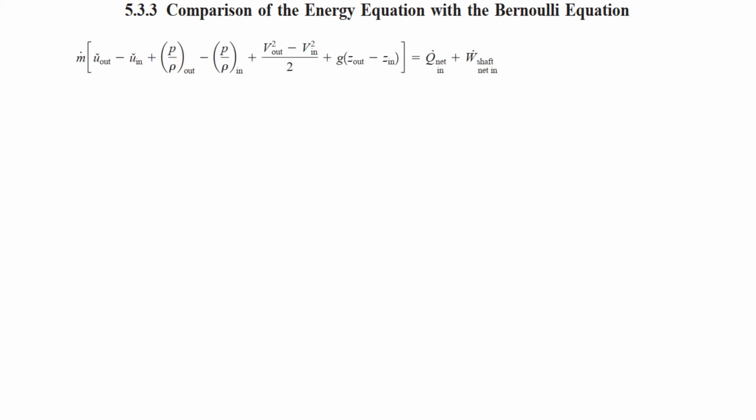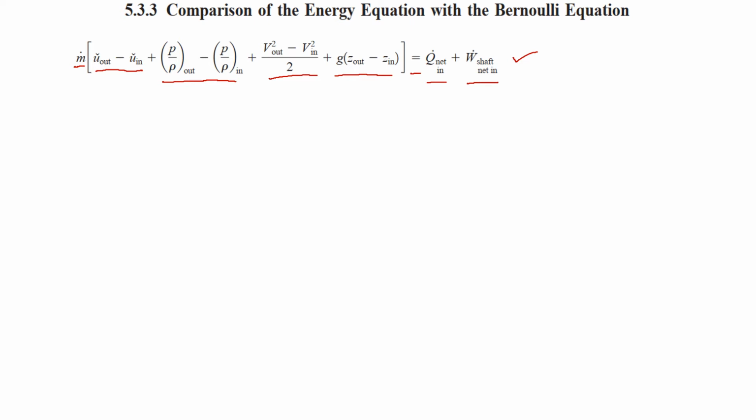Previously we derived this equation for a simple streamlined tube, as you remember from your previous lecture, that had one inlet and one outlet, and for that we wrote an energy equation that looked like this. These are the terms for the change in internal energy, the change in pressure at the inlet and outlet, the change in velocity, and the change in potential energy, multiplied by the mass flow rate. These terms are equated to the net rate of heat transfer into the system and the net rate of work transfer into the system.